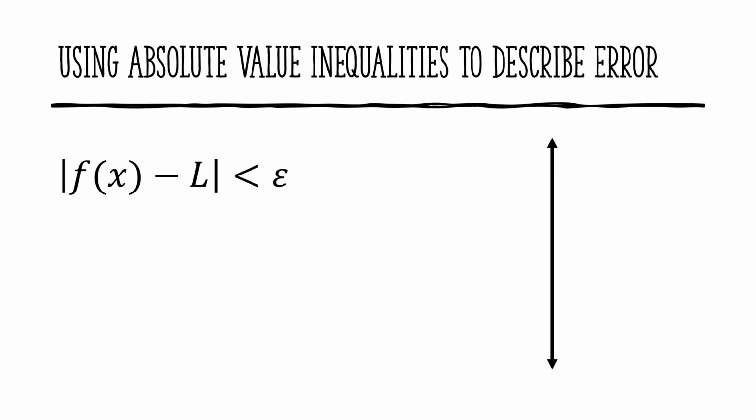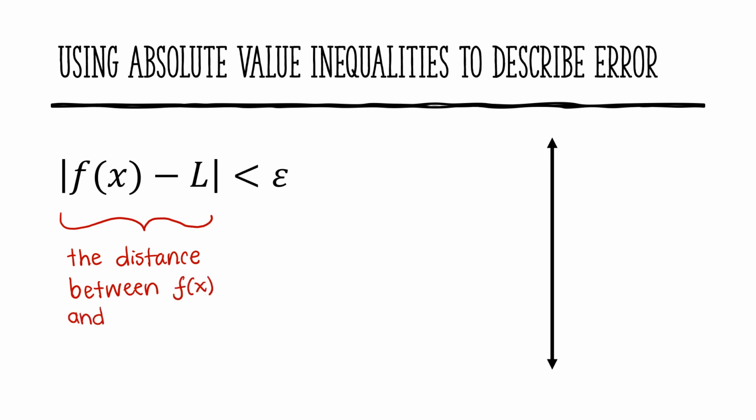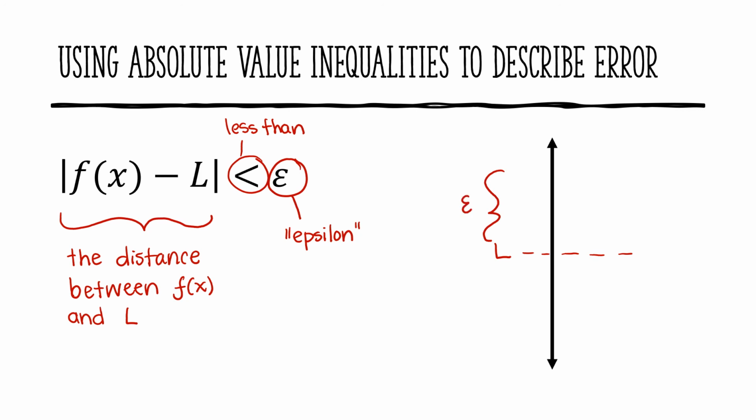So if we have the absolute value of f of x minus L, that means we're looking at the distance between f of x and L. So L is where we're centered, and we want that to be less than, and this symbol here is the Greek letter epsilon, and that will be that maximum distance between f of x and L. So we're centered at L, and the furthest away from L that we can be is epsilon.